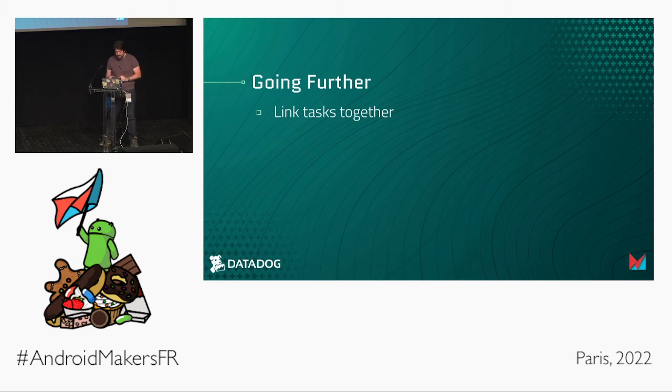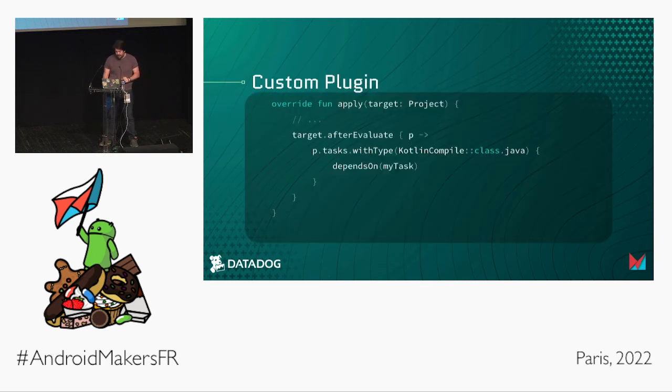If you want to go further with this, you can even link tasks together, and this is very useful to do because, for instance, you want to say, oh, whenever I compile my project, whenever there is some compilation, I need my custom task to be run before. So you could do this easily in your plugin where you say, okay, I'm going to find all the tasks that have the Kotlin compile type, and I'm going to make them depend on my custom task.